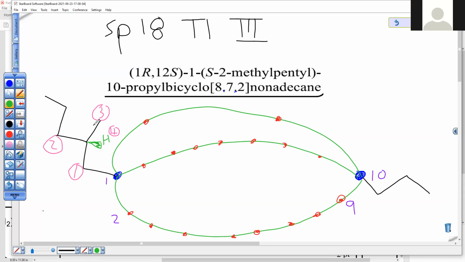Now don't leave it like this. When I have stereo centers in nomenclature, I need you to draw a wedge and a dash so that you can show me you know the wedge and the dash are on adjacent bonds. I want to see who's going to put a dash here and lose a half point. Now, I don't want to see that at all. I really prefer nobody does that.